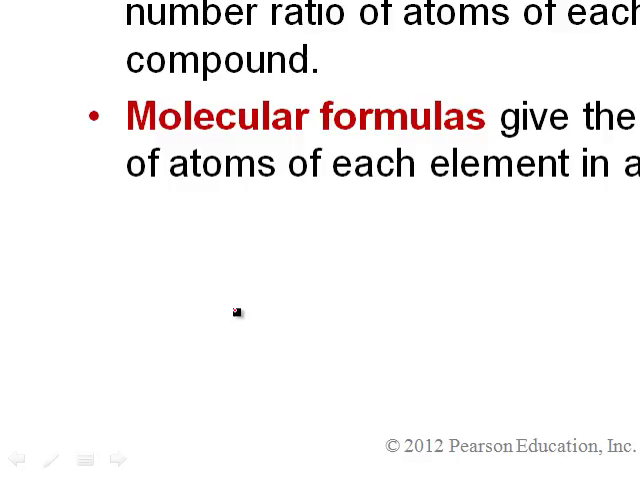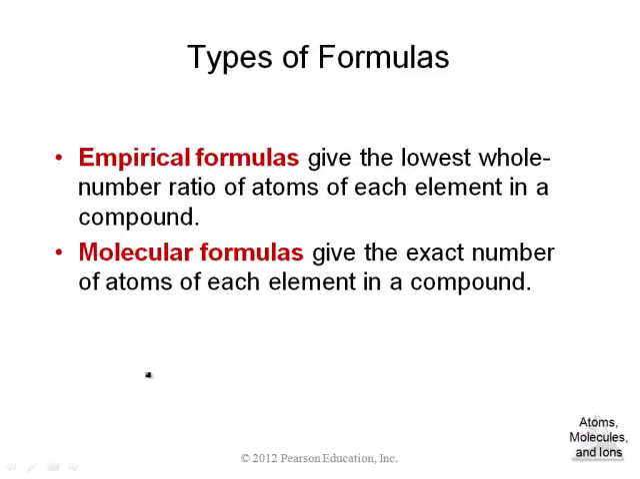Now, in the formulas also, there are 2 different types of formulas. One is called the empirical formula and the other one is called the molecular formula. What is the difference? Molecular formula gives you the exact number of atoms of each element in a particular compound, whereas empirical formula gives only the lowest whole number ratio of each element in a compound. Let me explain what I mean by that.